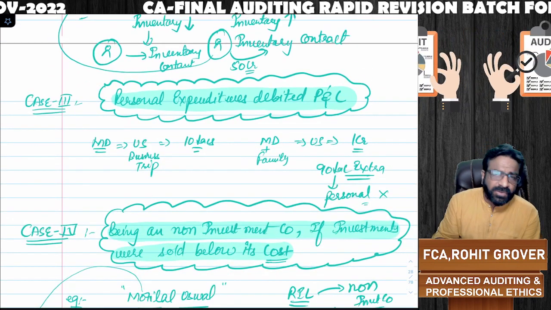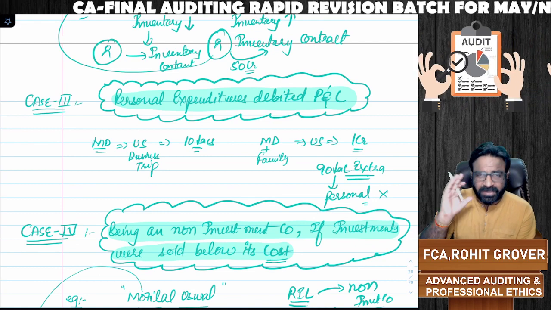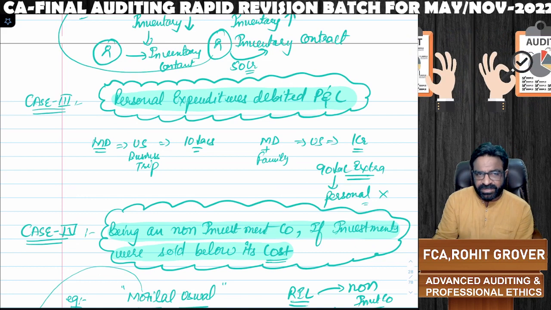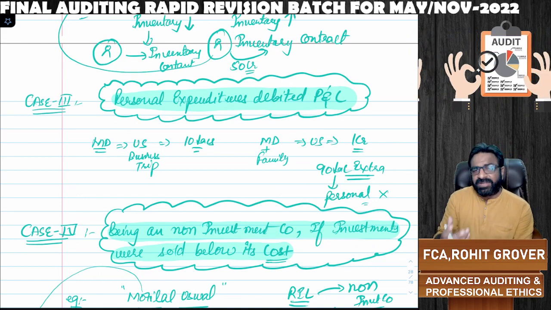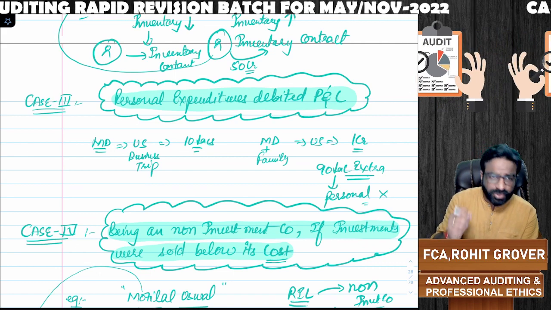The third duty to inquire is, personal expenditure shall not be allowed to be debited to P&L account. That we already know, personal expenditures are your personal, they are not the business expenditure. If you come across any kind of personal expenditure which the client is debiting to P&L account, make sure that you should not allow it.